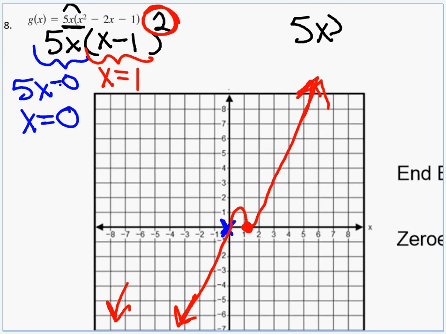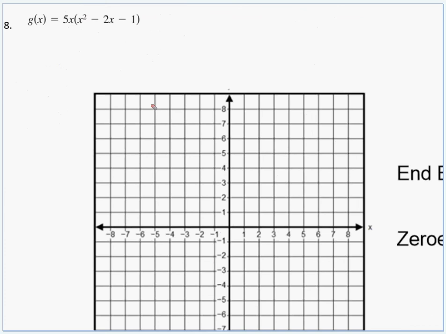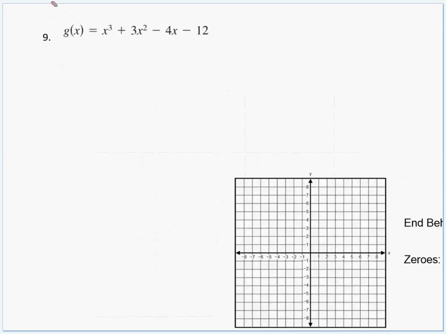Oh my, look at this one. I see 4 terms, x cubed at the lead. Well, end behavior, x cubed. We know we're going to go up to the right and down to the left because of the odd exponent.